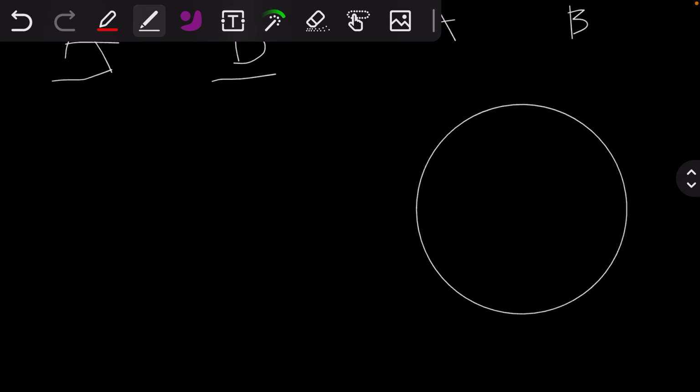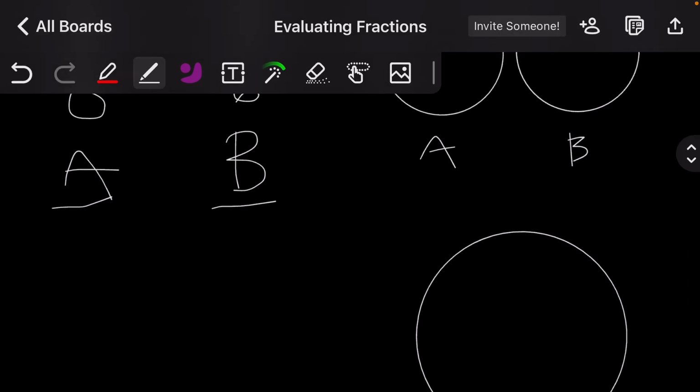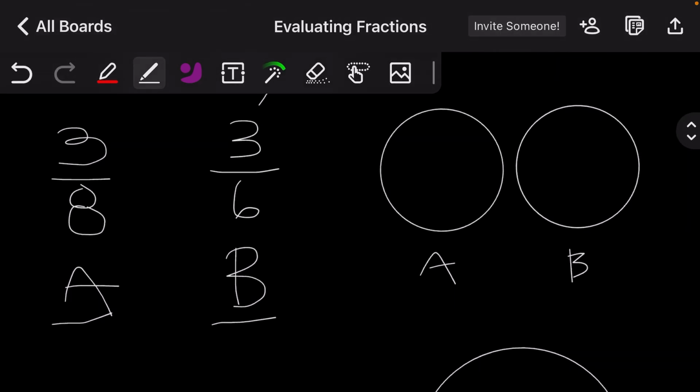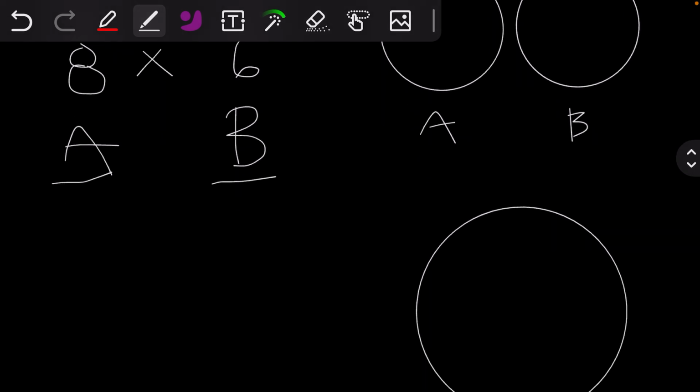So now we got pizza C, right? And right now, the problem is that pizza A and pizza B, one is divided up into 8 slices, and the other one is divided up into 6. So it's hard to tell if I get 3 from one or 3 from the other, which one is going to give me the most. So what we're going to do is multiply 8 times 6. We're going to multiply 8 times 6.